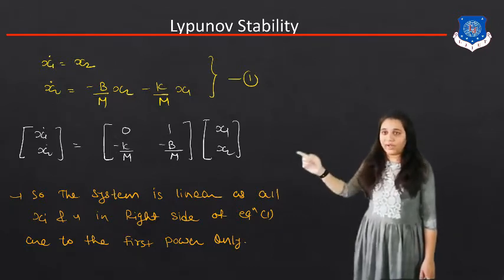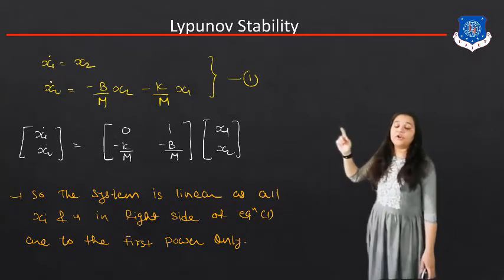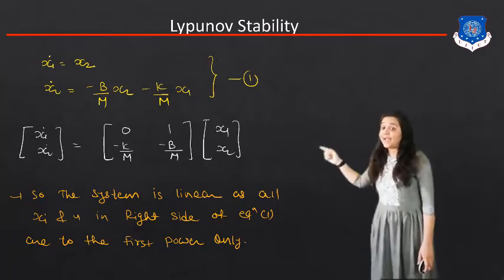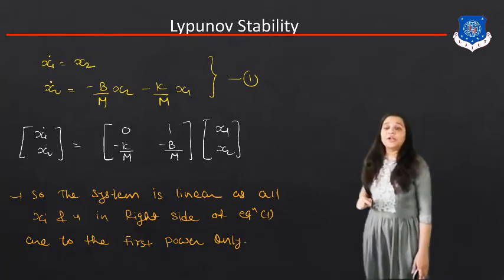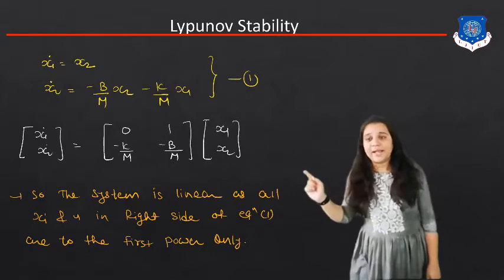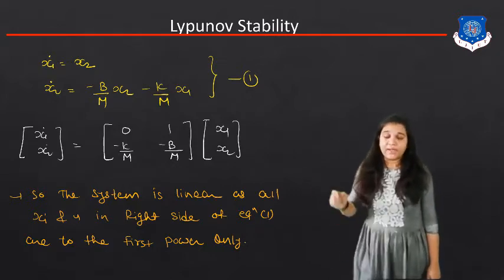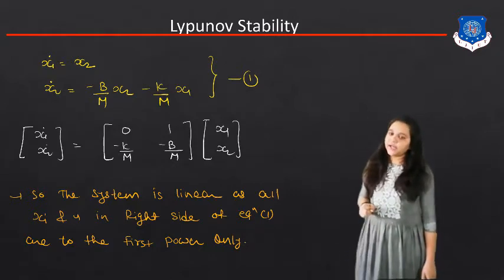So we can put here 1. For x2 dot, what is the coefficient of x1? It is minus k by m. And what is the coefficient of x2? It is minus b by m. And another matrix x1, x2.